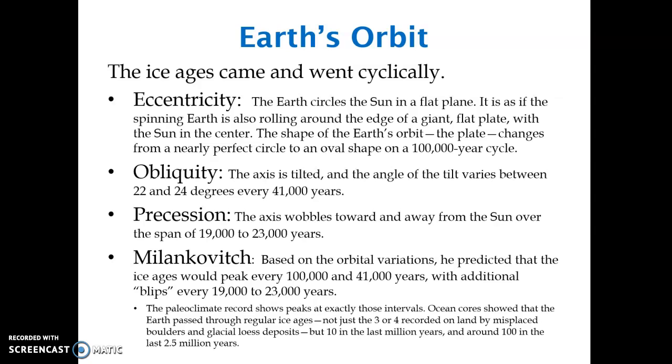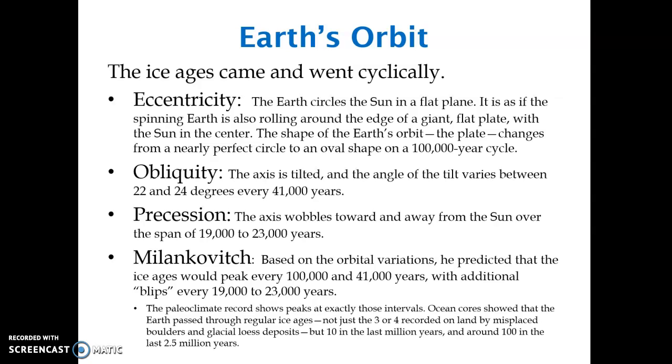Next is the concept of obliquity. That is that the Earth is tilted on its axis, and the angle of the tilt varies slightly between 22 degrees and 24 degrees every 41,000 years. But that variation does have a significant effect. Another concept is precession. Not only does the axis tilt slightly change, the axis can also wobble toward and away from the sun, and it does so every 19,000 to 23,000 years.